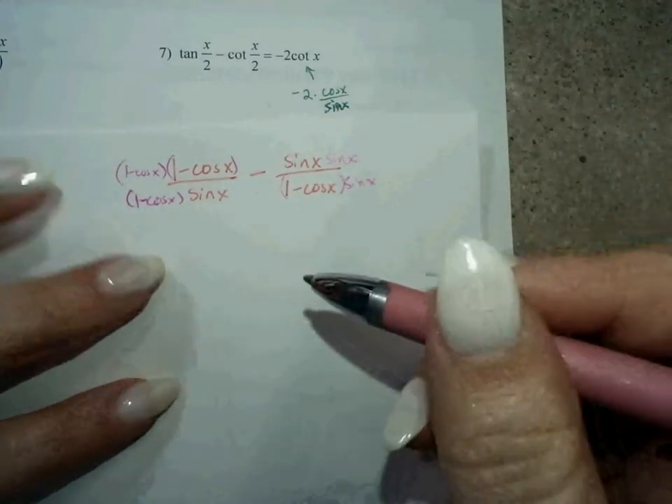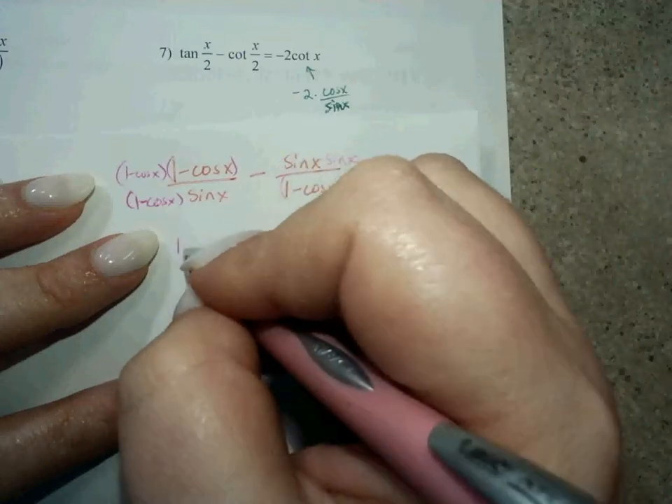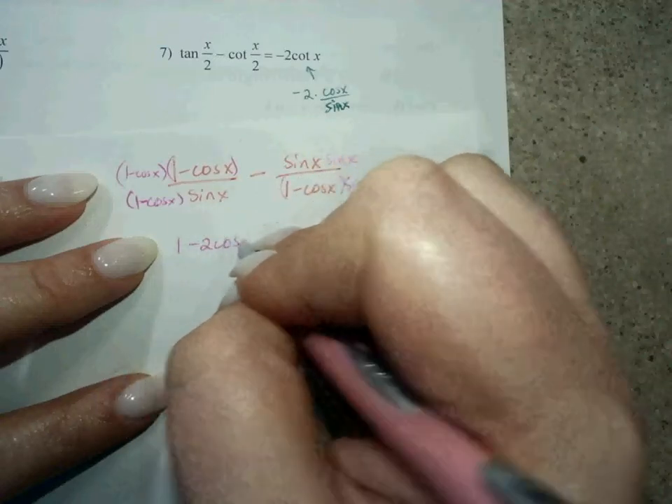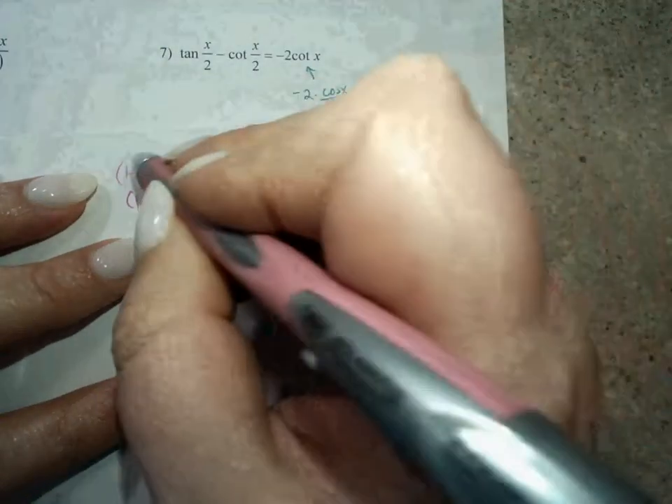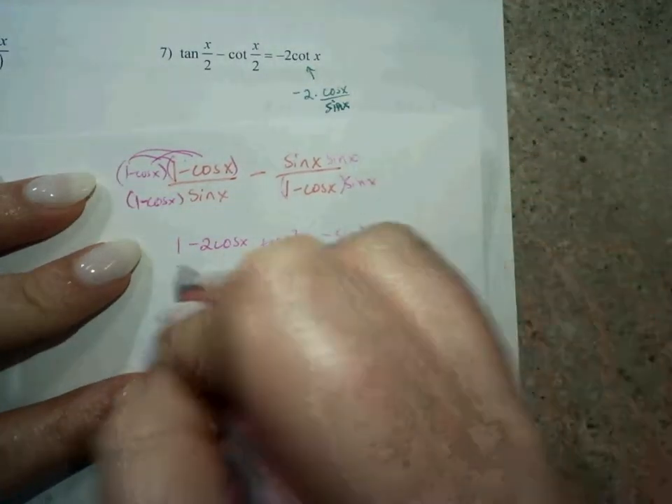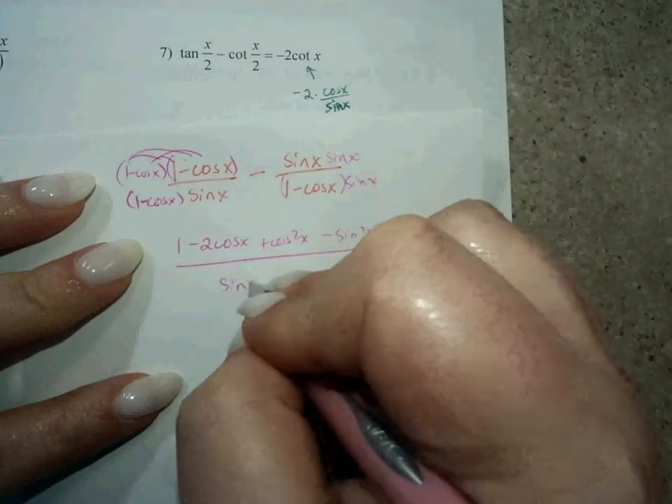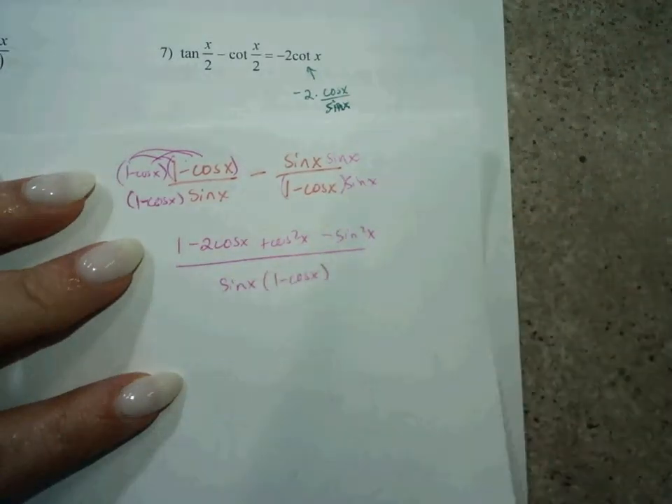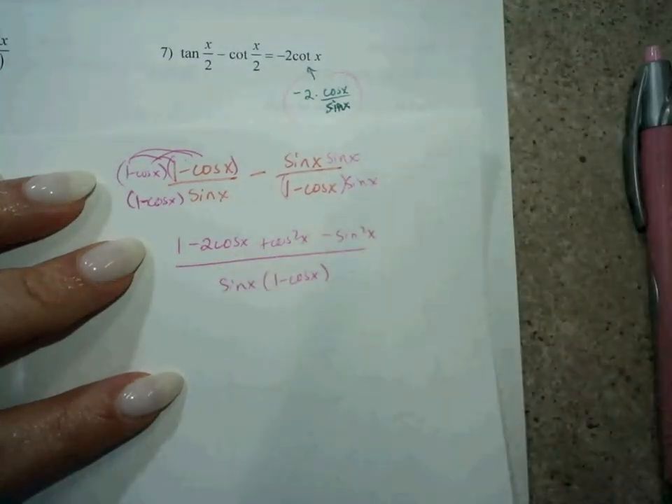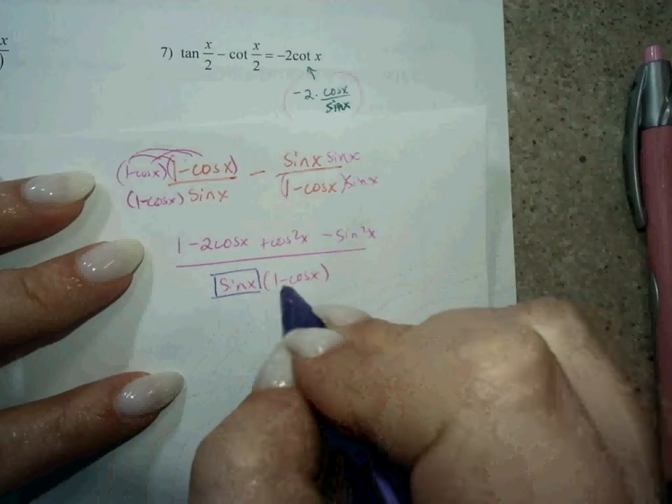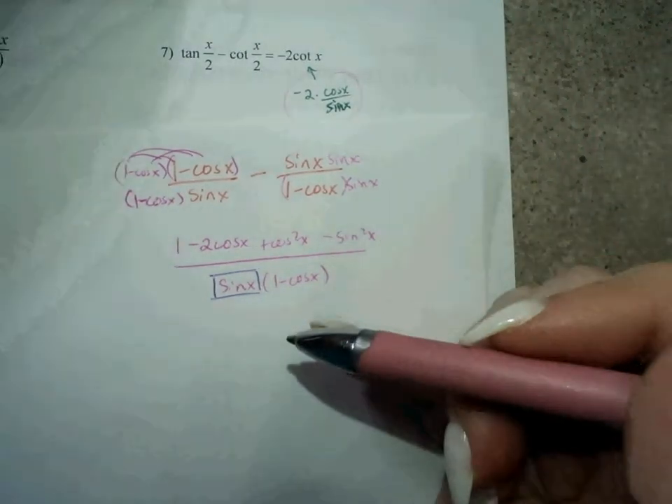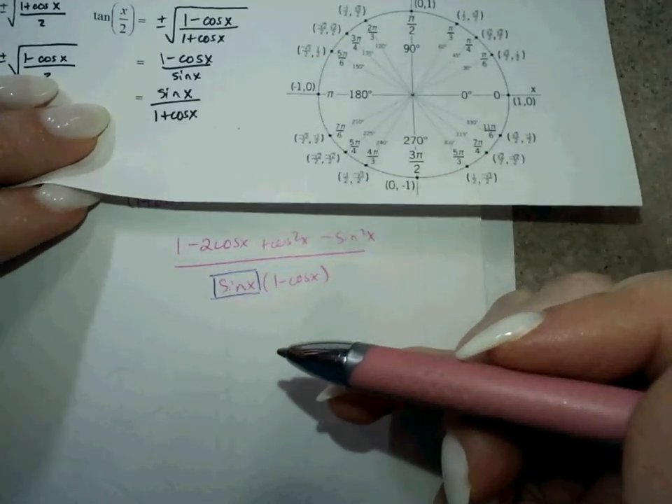1 minus cosine, right? Yeah. Okay. So this right here becomes 1 minus cosine, let's see. It becomes 1 minus 2 cosine plus cosine squared. So if I distribute that out, 1 minus cosine plus cosine squared, minus sine squared over sine times 1 minus cosine. So keeping in mind the answer that I want, I need a sine in the denominator. I have a sine in the denominator. So I'm going to make sure that I remember that I need this to stay and I need that to go away. Okay. Now I'm going to think about what else I can do.